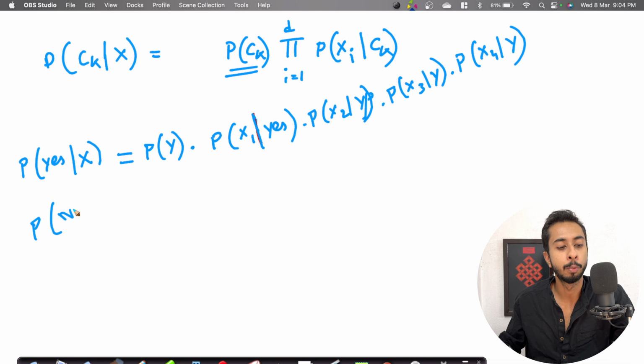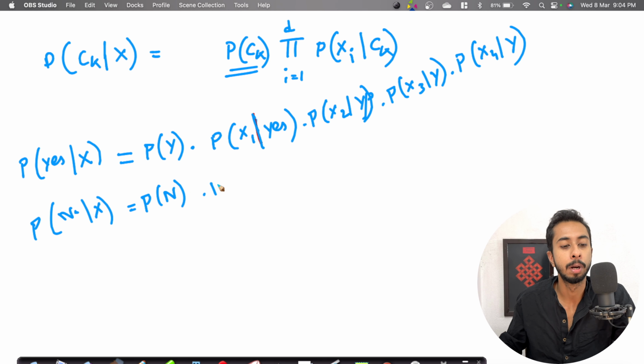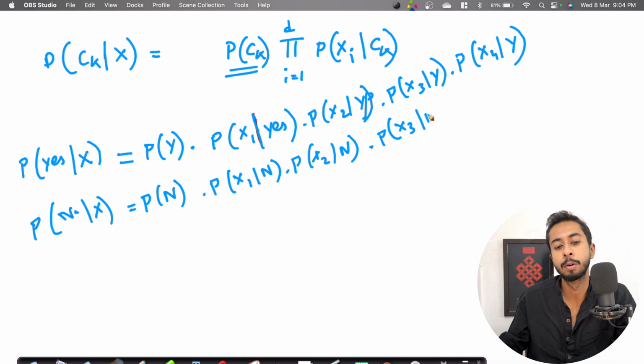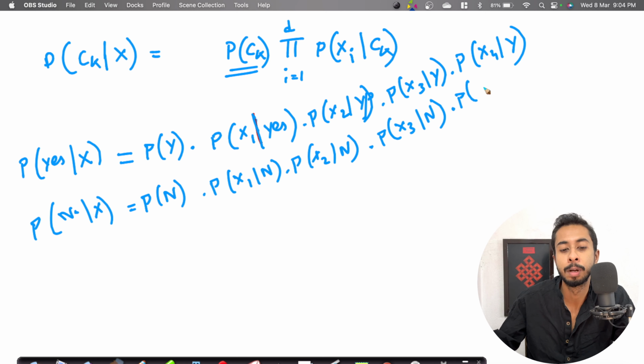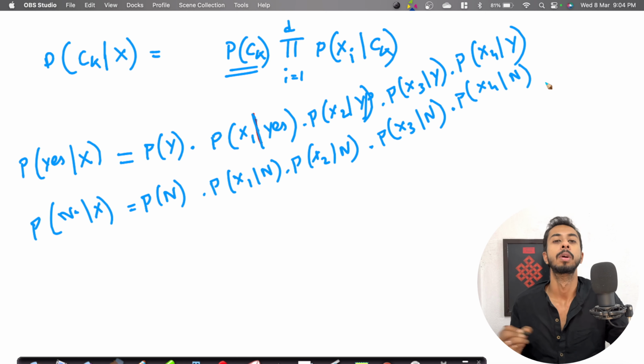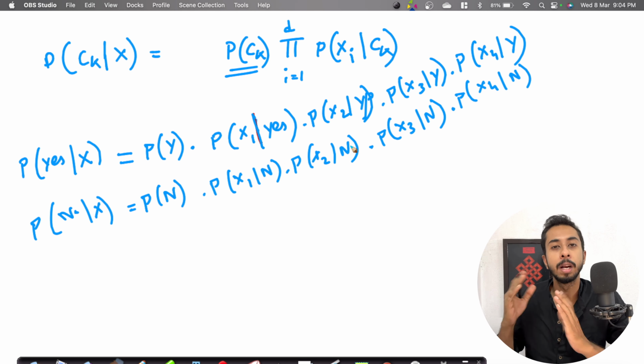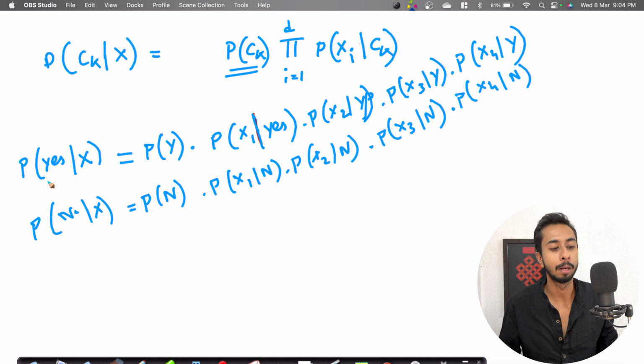Same way we'll find out the probability for no given x, which will be probability of no multiplied by probability of x1 given no, multiplied by probability of x2 given no, probability of x3 given no, and probability of x4 given no. So this is the final formulation of naive Bayes given a binary class, yes and no. If there were 10 classes, then we'd have to find it for all the classes. Whichever value is greater, I will say the prediction is that class. Okay, so this is the formulation.